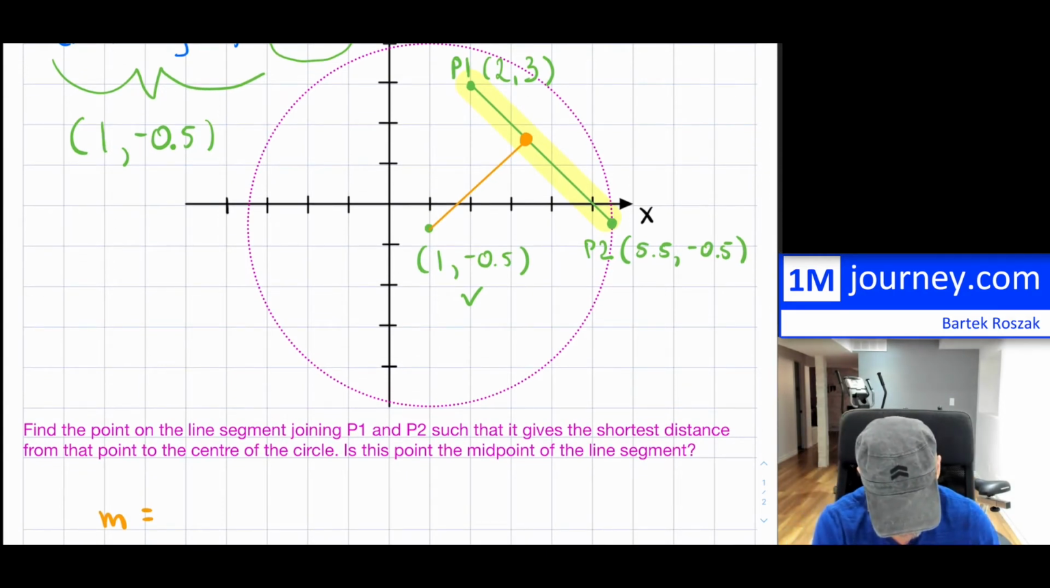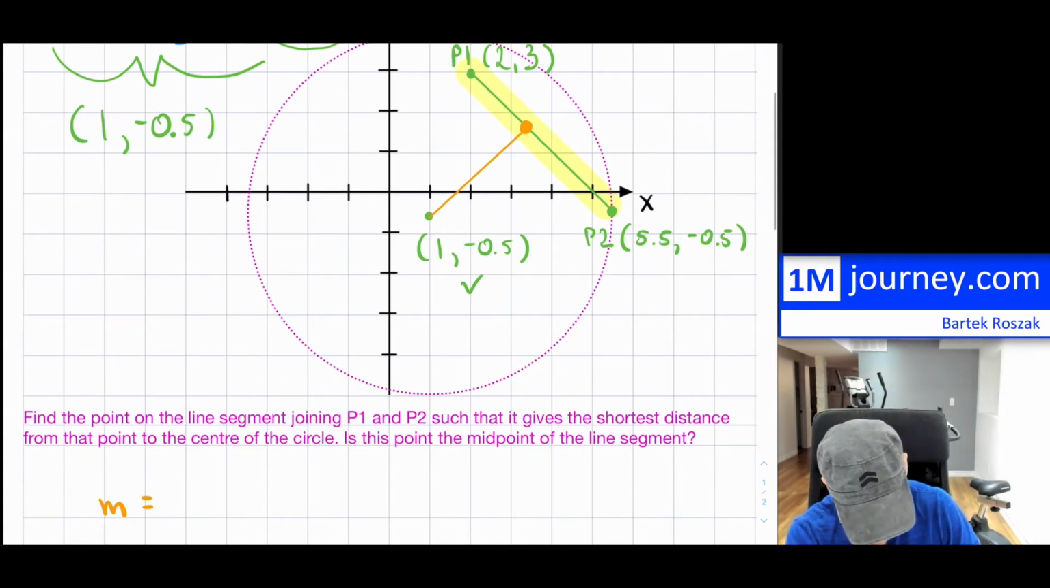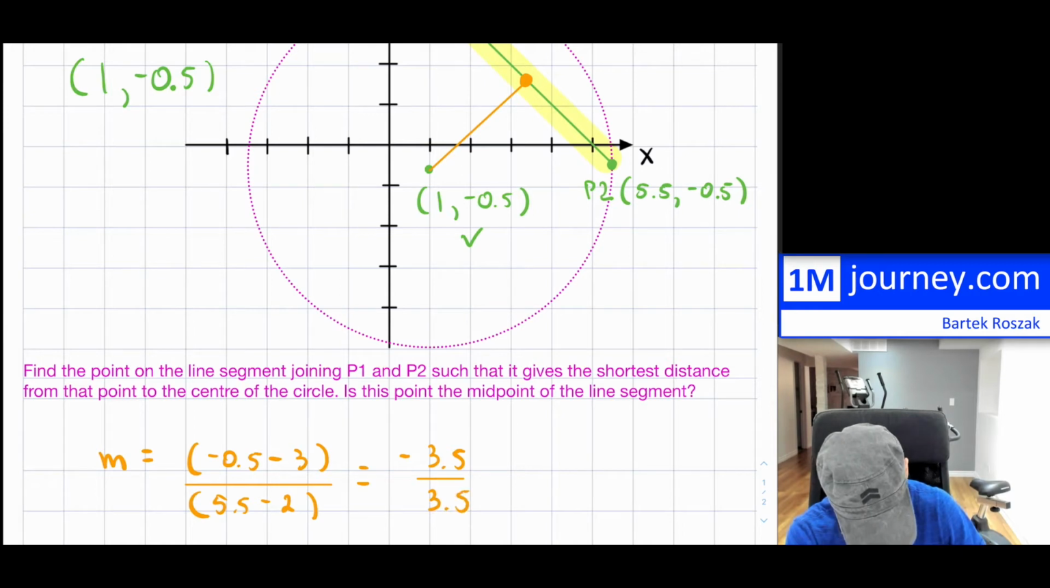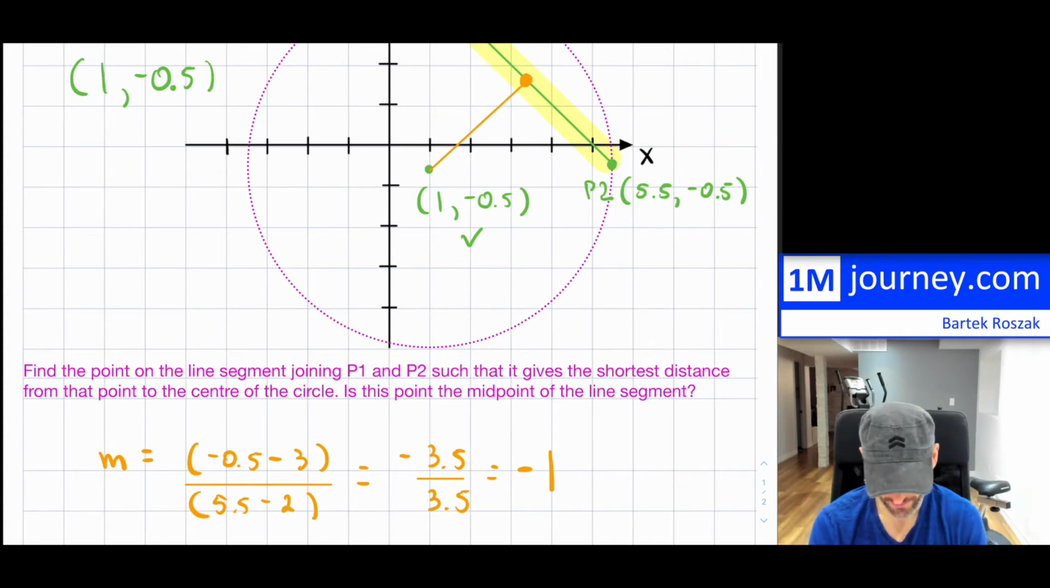And actually the rise over run, just gauging from the points themselves, the rise is going to be 0.2 minus 0.1, that's going to be minus 3, divided by my run, which is 5.5 minus 2, and this gives me my slope, and my slope is negative. In this case, it's going to be 3.5 all over 3.5. So my slope is actually -1. That's what I have there.